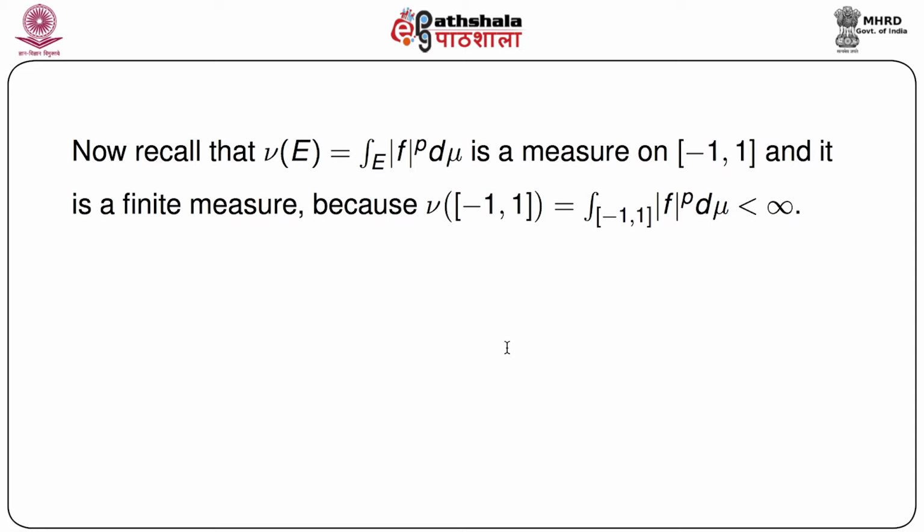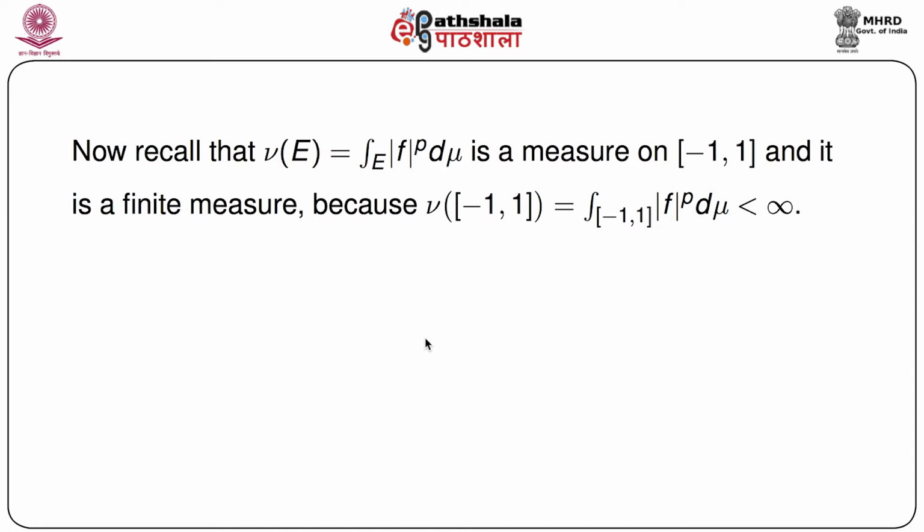Nu of E, what is nu of E? If we define nu of E as integration over E of |f|^p dμ, we can show that this is nothing but a measure on the closed interval minus 1 to 1. And it is also a finite measure, because if we take nu of the closed interval minus 1 to 1, this means it equals integration, instead of E we write minus 1 to 1 closed interval, of |f|^p dμ, which is less than infinity. That means it's a finite measure.